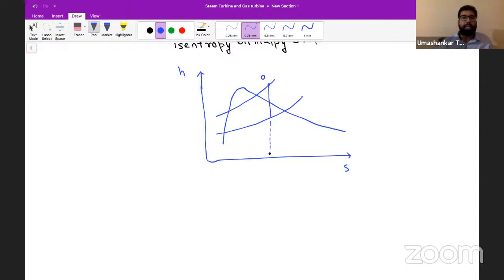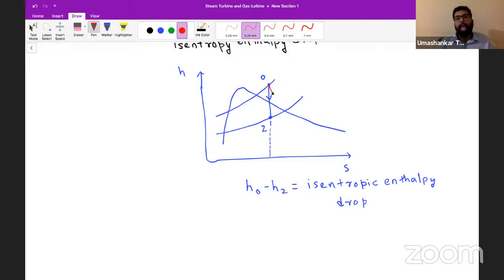We have assumed, you can see it from the TS diagram as well, no problem with that, that the flow of steam inside the nozzle is isentropic. So what does H naught minus H2 represent? This H naught minus H2 represents the isentropic enthalpy change, or isentropic enthalpy drop, whatever you want to say. So this is our isentropic enthalpy drop.